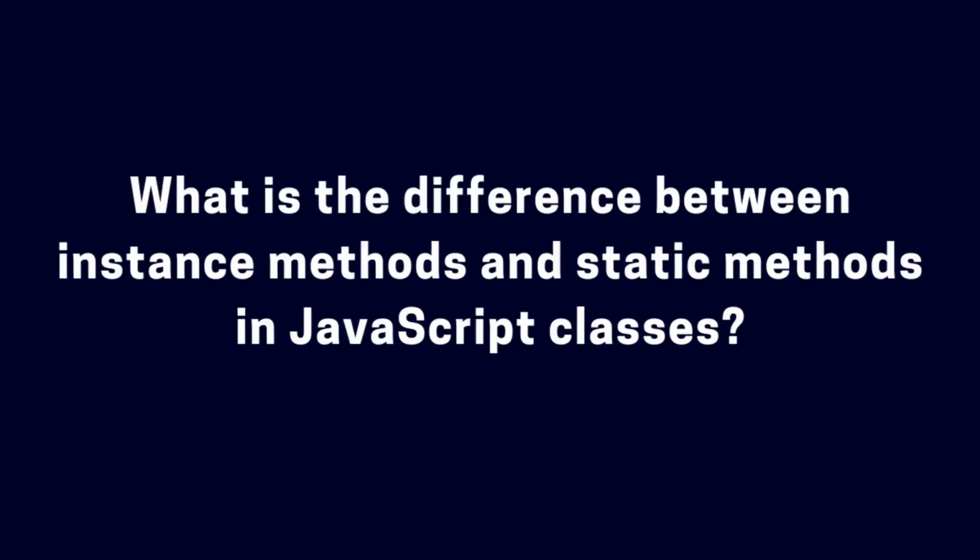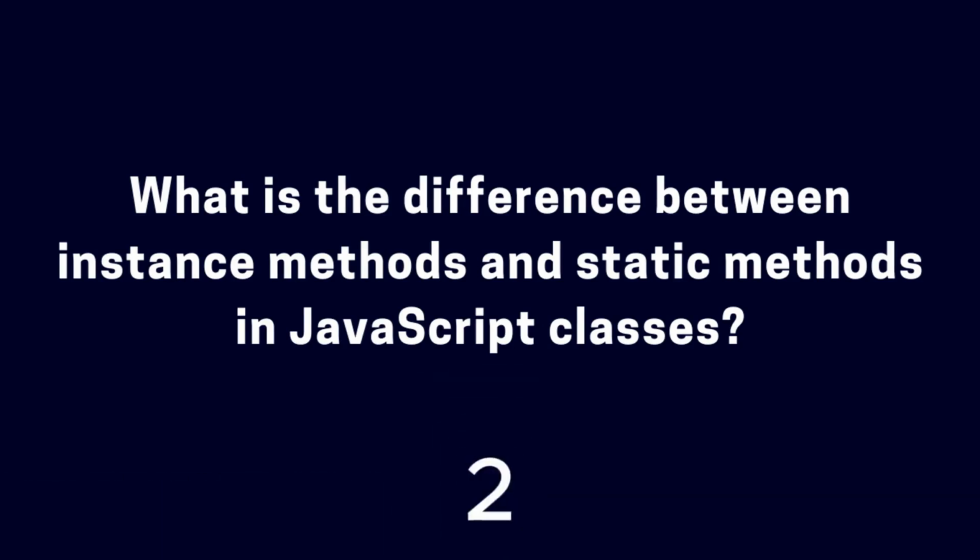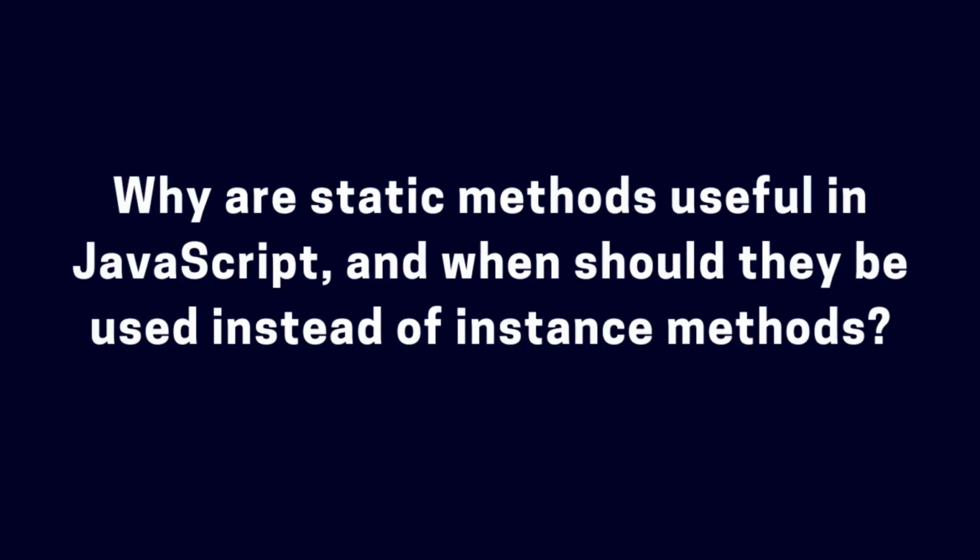What is the difference between instance methods and static methods in JavaScript classes? Instance methods are used on individual objects created from a class and act on the data within those objects. Static methods are used on the class itself and are typically utility functions that don't rely on the data of any single object.